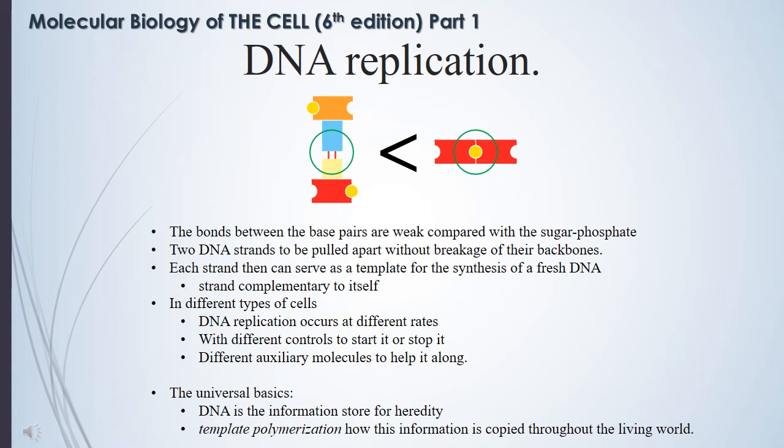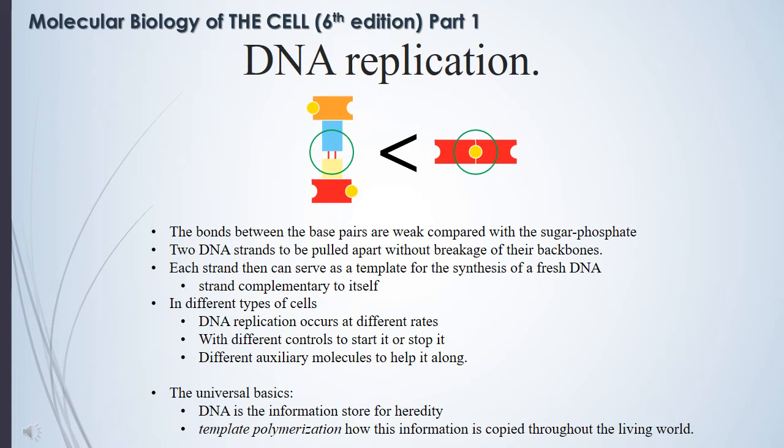As a result, we get 2 strands of DNA which are, in theory, if everything goes well, perfectly identical. So overall, the bonds between base pairs are weak compared to the phosphate and sugar bonds. Therefore, each of the strands can be pulled apart without damaging the DNA, without breaking the backbone, and subsequently each strand can serve as a template for fresh DNA.